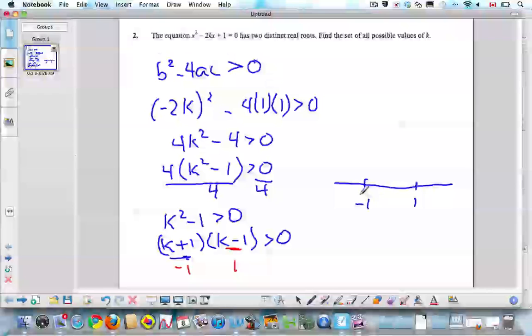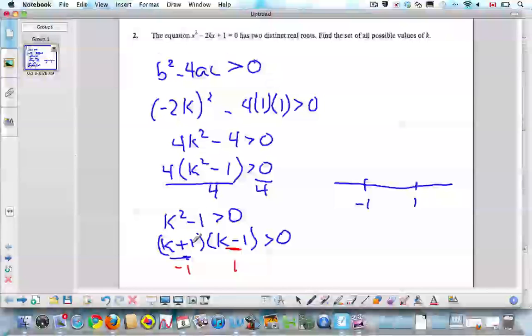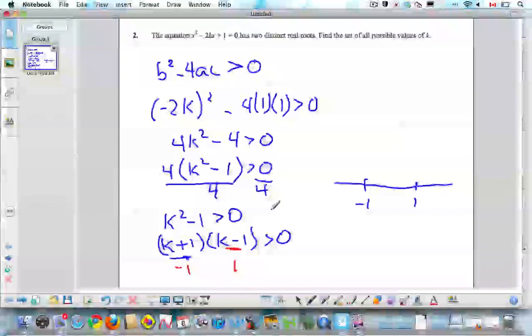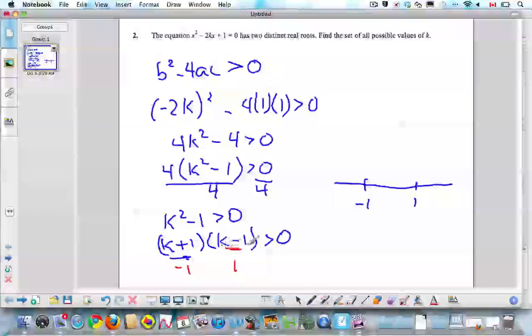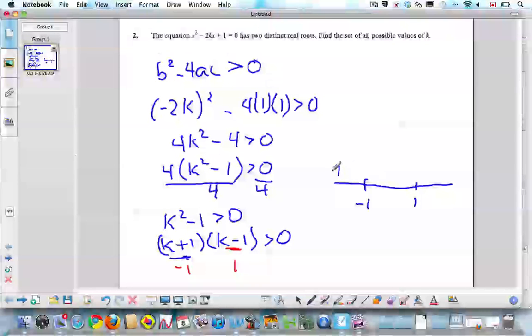So here's the interval that's less than negative 1. So numbers like negative 2, negative 3, negative 4.521 all fit in here. And if I plug one of those numbers into here, like negative 4, for example, negative 4 plus 1 gives me negative 3, and negative 4 minus 1 gives me a negative 5. That'll be negative 3 and a negative 5. 2 negatives make positive. That means everything in this region will be a positive number.